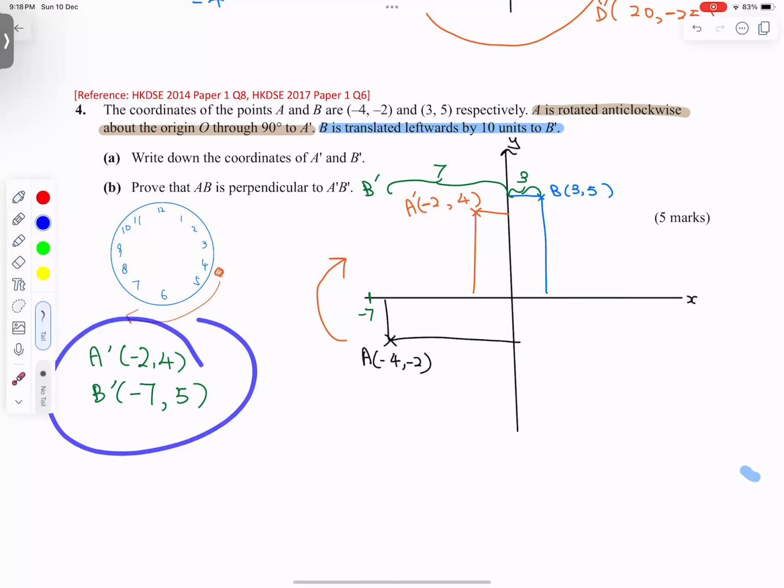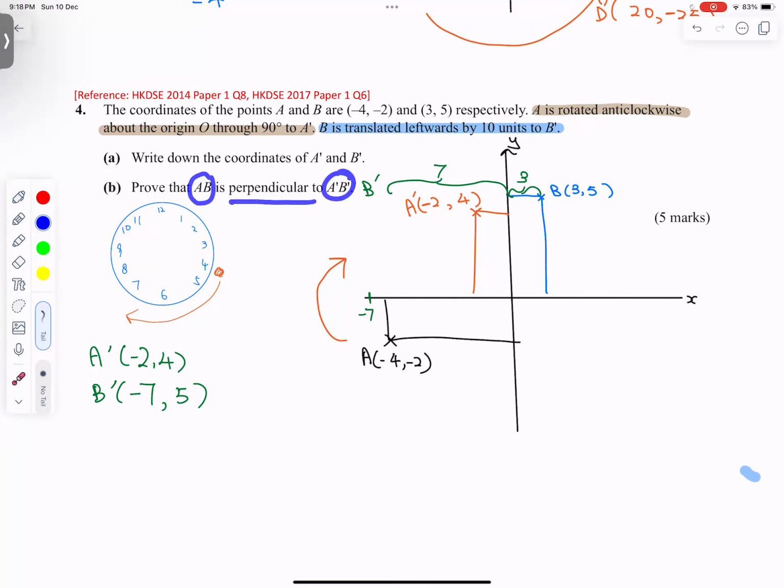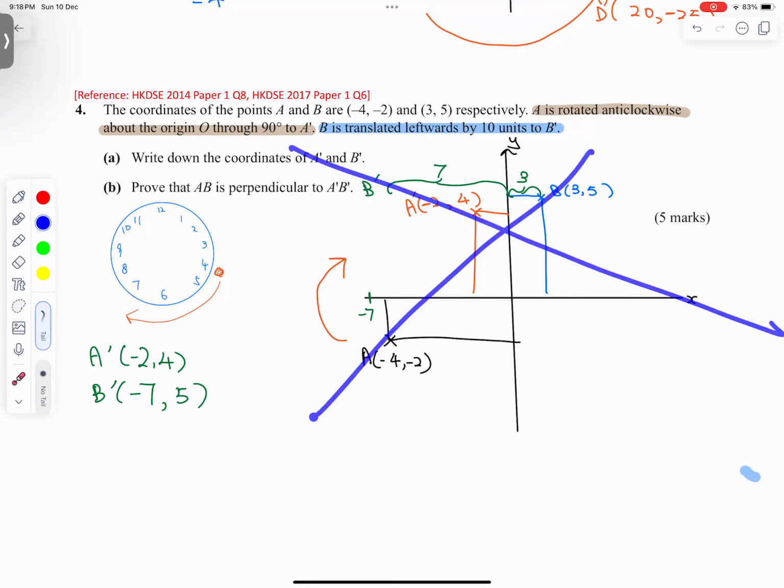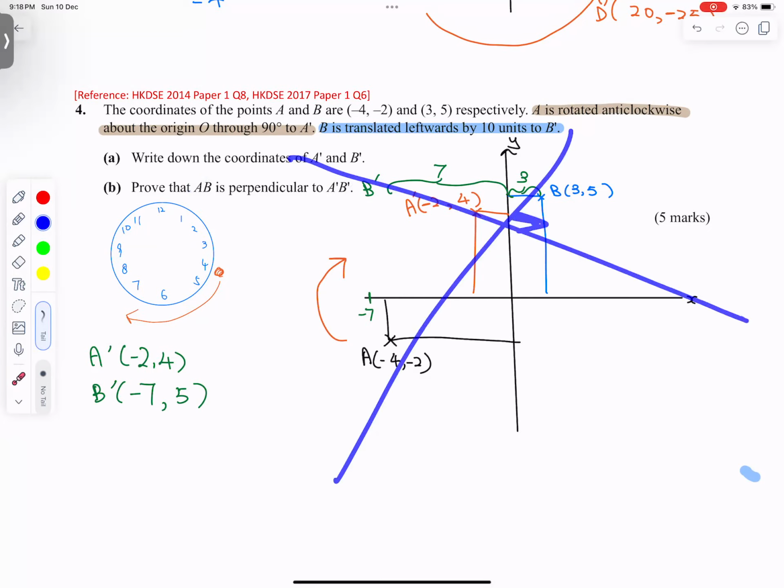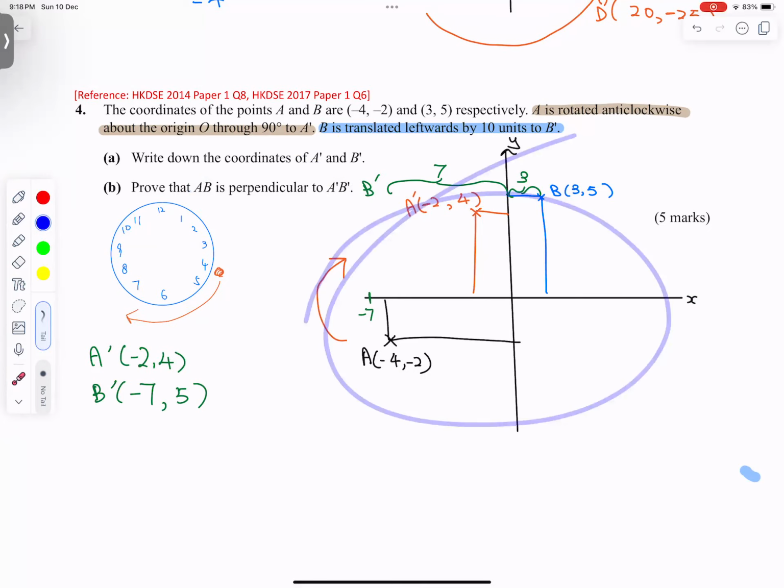How do we know if something is perpendicular? Perpendicular basically means there is 90 degrees. Does it look like there's a 90 degree? Maybe, because our drawing is not so pretty at this moment. Maybe there is a 90 degree here. But of course, it's math. We can't just draw and then let them know because markers are too dumb. They don't understand the drawing sometimes. So we need to use numbers.